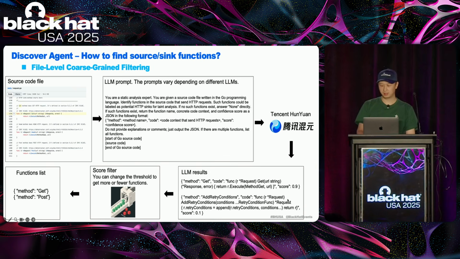And on top of that, we can set constraints on the format and style of the response. And you can try different prompts to get the best results. And this is just a reference. And for the LLM's result, we'll remove results with low confidence scores. And the threshold can be adjusted depending on the prompt and the model you use. And in the end, we'll get a list of source and sink functions.